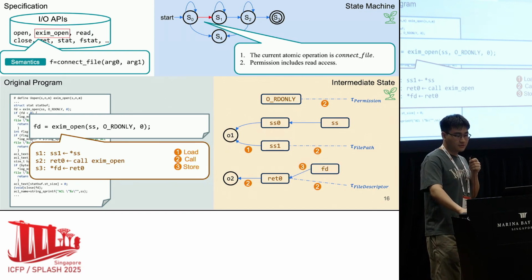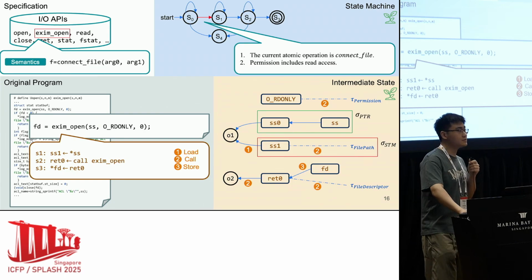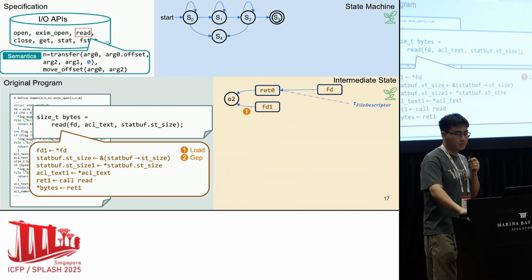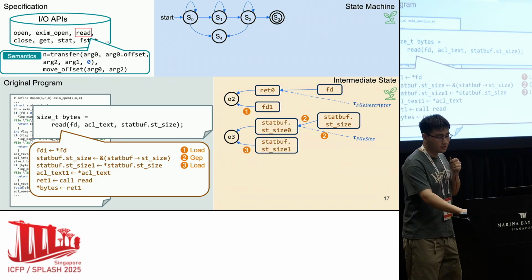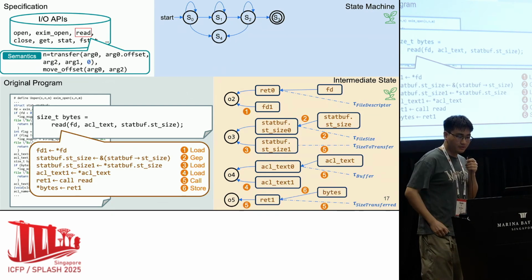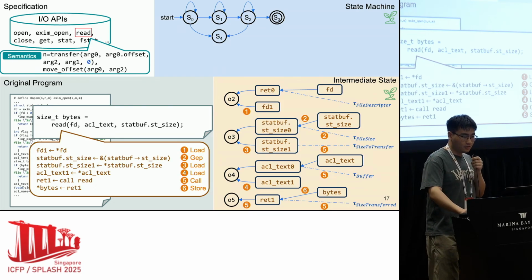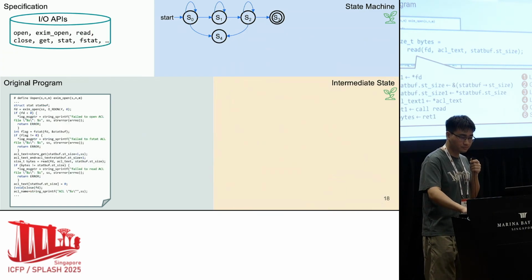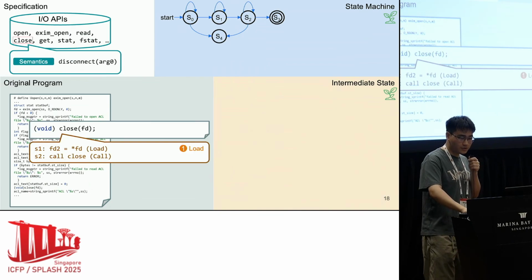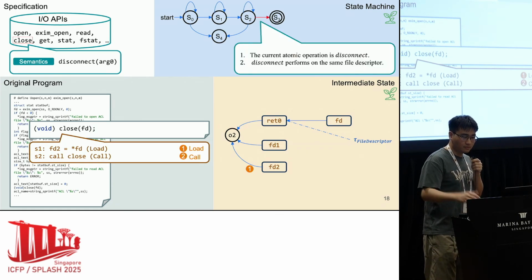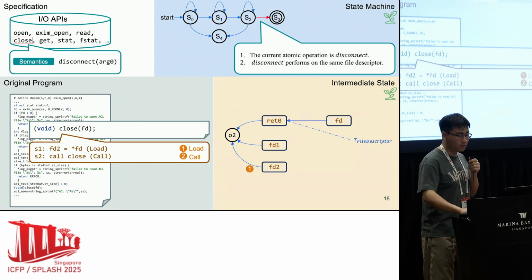So finally, the store statement also updates the points-to relations. And for the call to the read API, the process is similar. I'm going to skip the animation because it's similar to the previous slide. But the point is that we update the points-to results and semantic type map, leading to a state transition from S1 to S2 in the state machine. Similarly, for the call to the close API, we also update the intermediate state, then transition the state machine from S2 to S3 according to the spec.